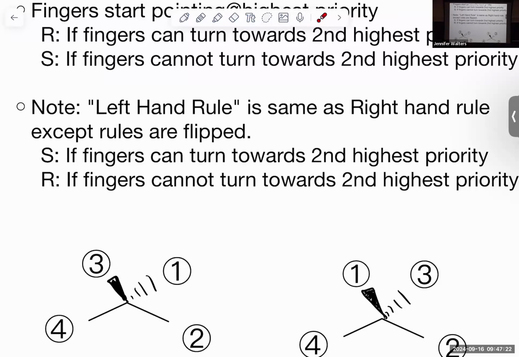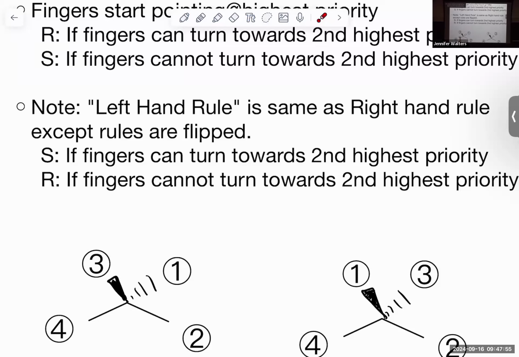Okay, so my thumb goes along the lowest priority. So my thumb is going to be along this line. My fingers point towards the highest priority. So that means that I am pointing into the plane. My hand naturally curls down towards the line. That means that this stereo center is R because it curls down. If I tried to come out of the plane, then if I had to go backwards, then that would be S.